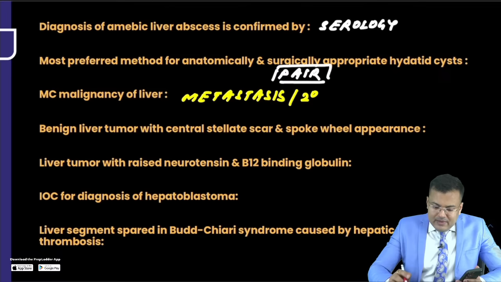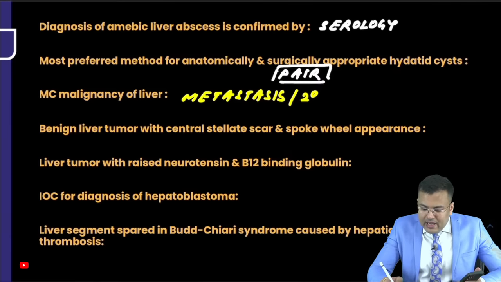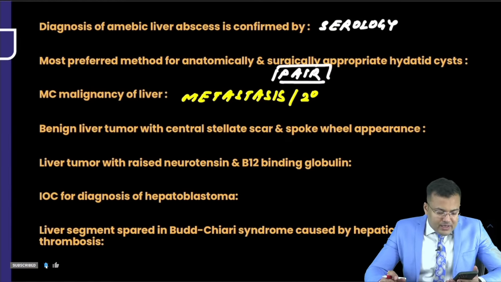Another question, tell me guys. Benign liver tumor with central stellate scar and spoke-like or spoke wheel appearance. Central stellate scar and spoke wheel appearance.